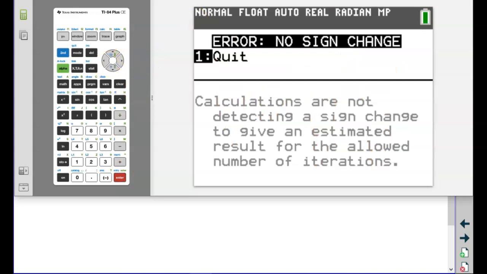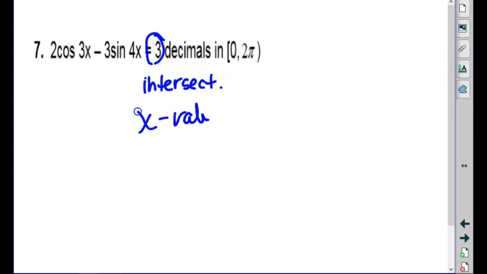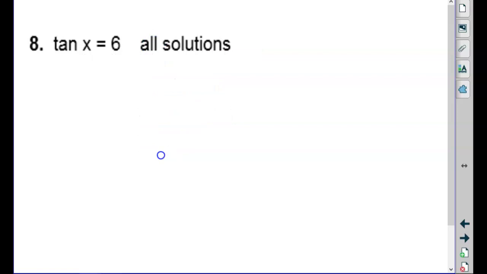Okay, I had to get closer to the answer. But I write down only the x values, okay? Because this one said equals 3, I do the intersections. Okay, let me try that one more time. And I only want the x values at those points. And there was, what did we say, 4 of them?